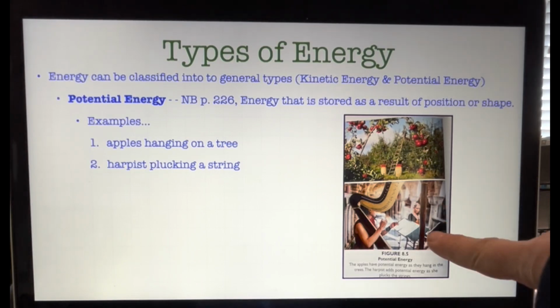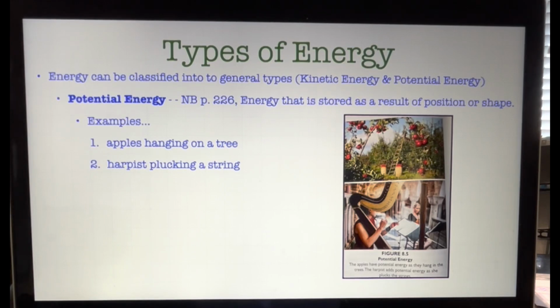All right, so now look at the person playing the harp. Now look at the harp in the bottom picture of 8.5. The harpist adds potential energy to the harp string by plucking it. The energy is stored in the stretched string when the harpist pulls it to one side. When she releases the string, it begins to vibrate, and so it has kinetic energy, remember, because it's now moving. The stored potential energy is converted to kinetic energy. Plucking a string and apples hanging in trees are two examples of stored potential energy.